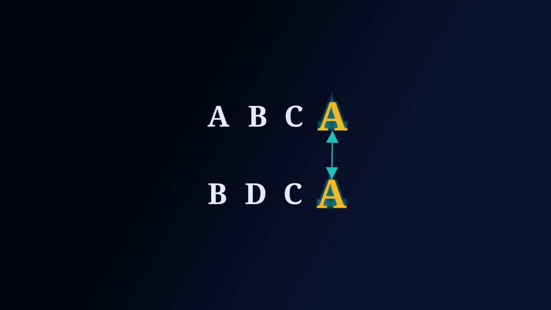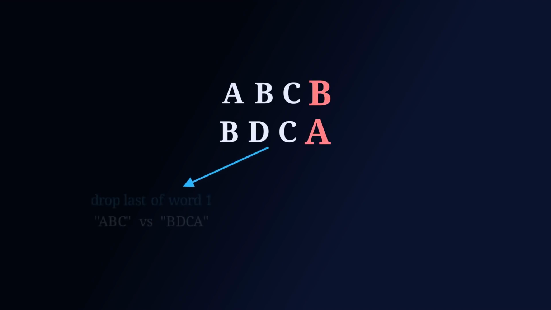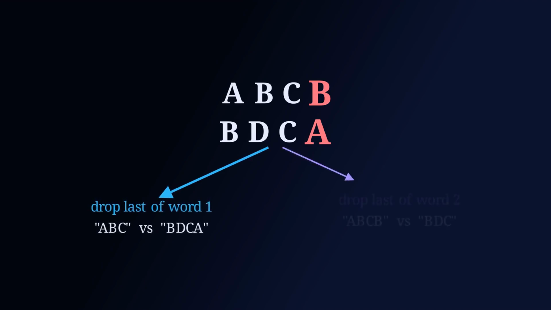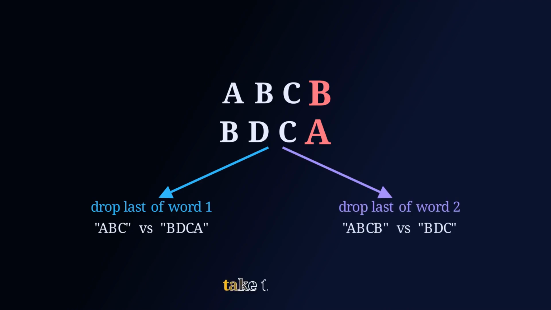That match is a guaranteed win we happily take. But if the last letters differ, we can't use both, so we face a choice. Either drop the last letter of the first word and ask again, or drop the last letter of the second word and ask again. Whichever choice yields the longer common subsequence wins. Match rewards us, mismatch forces a branching decision.